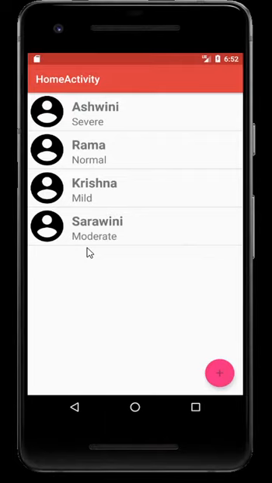We would start with the home page where there are a couple of entries already entered. As you can see, the entries display the name of the child as well as the severity of malnutrition which the child suffers from. Let's go ahead and start by entering a new entry into the database.